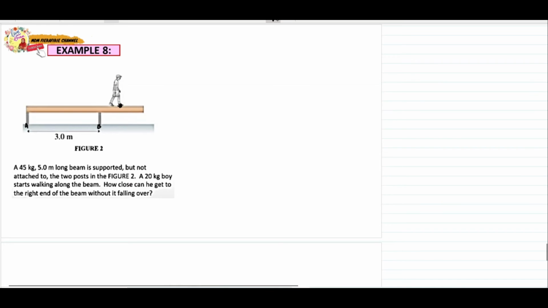So if it falls over, in this story, we want to find which point he can get that close to the right end of the beam. So we want to calculate this distance, I will call this distance X. We want to calculate how much X is without it falling over. So how far can he move without falling. So we need to consider when this boy starts to fall down. Okay, so what happens at this point, point A? At point A, we need to consider.